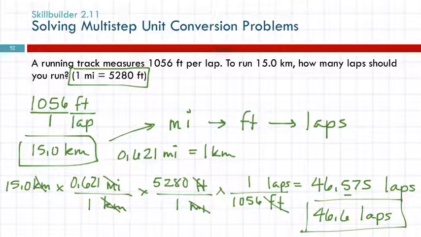If we ended up with 5,000 laps, would that be reasonable? What if we ended up with 0.2 laps? That wouldn't be reasonable either.